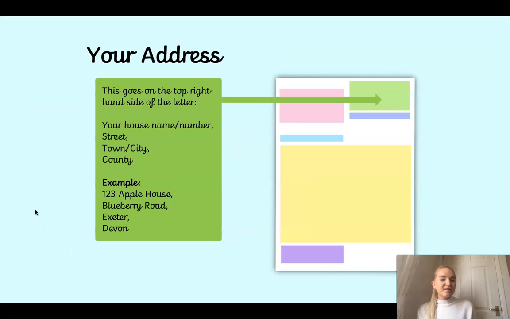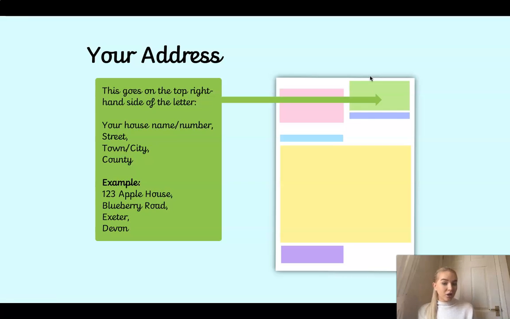Fantastic. So the first thing you need to do is write your address. Your address is where your letter comes from. And when we write it, we're going to write it from Brookvale Primary School. So not your own house, don't worry. We're going to be writing it from our school. Now your address goes on the top right hand side of the letter.